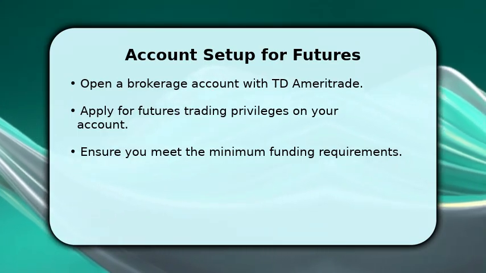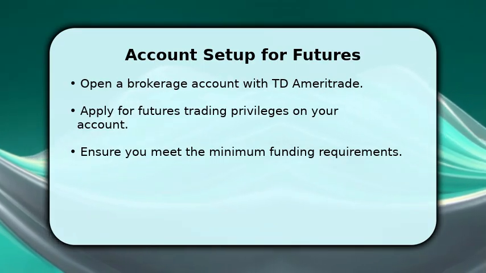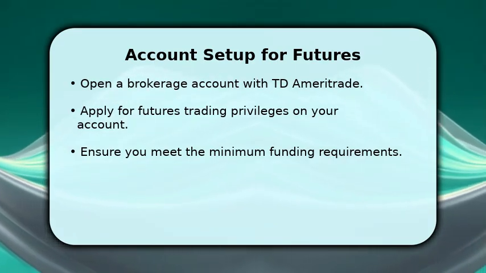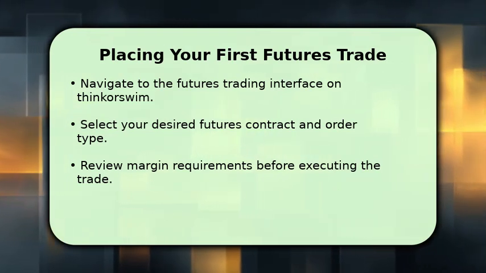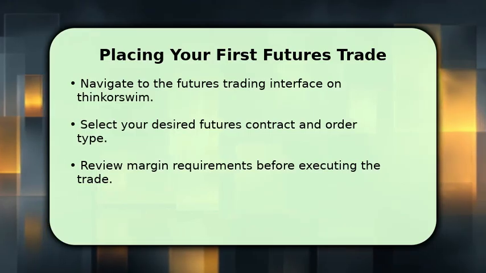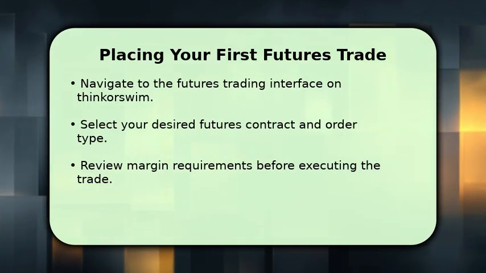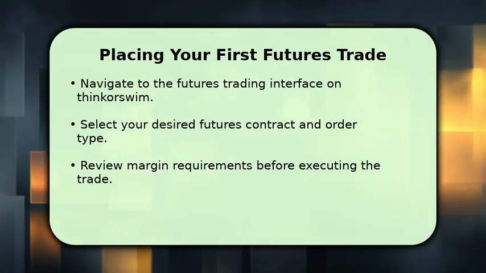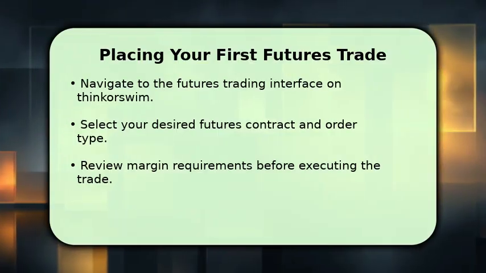Be aware of the minimum funding requirements, which can vary, often starting around $1,500 for certain futures products. With your account ready, access the Thinkorswim platform, TD Ameritrade's advanced trading tool. Here, you can find various futures contracts, from commodities to indices. Choose your contract, then select an order type, such as a market order or a limit order.